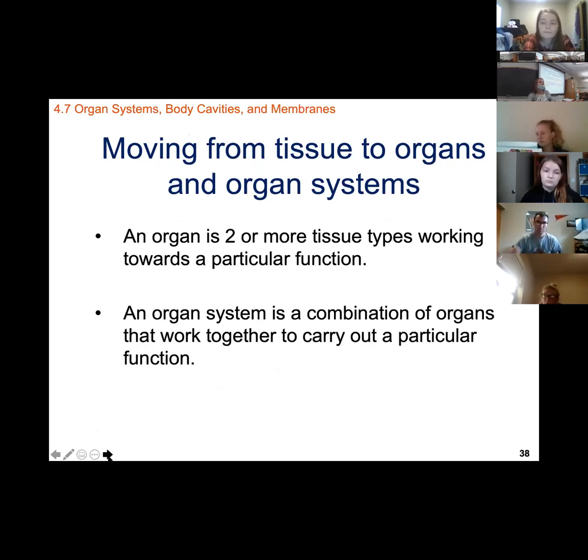Those organs make up organ systems. So an organ is 2 or more tissue types working together towards a particular function. An organ system is a combination of organs, like your lungs and your heart, or your skin and your nervous system tissues. They work together to carry out a particular function. So you have tissues to organs, organs to organ systems.